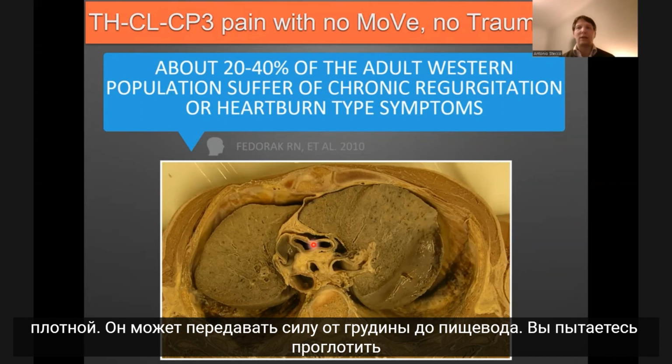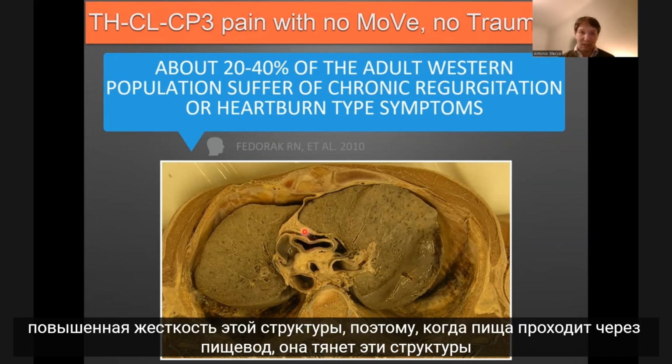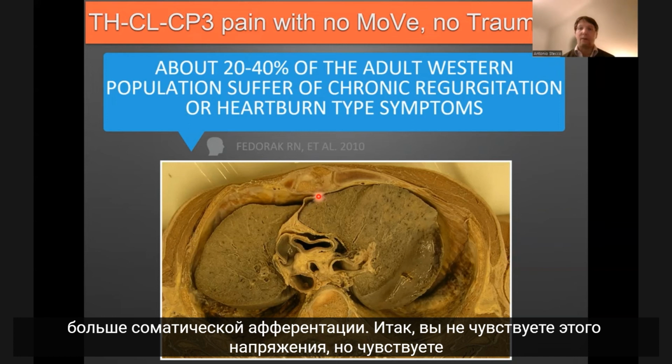Have you ever tried to swallow a big piece of meat and you feel like a knife going down behind the sternum? What is that? It is an increased stiffness of this structure. So when the food goes through the esophagus, it pulls this structure and you feel pain where? Where the tension of the fascia reaches the musculoskeletal system that has a much more somatic afference. So you don't feel this tension, but you feel like a kind of enthesitis right here.